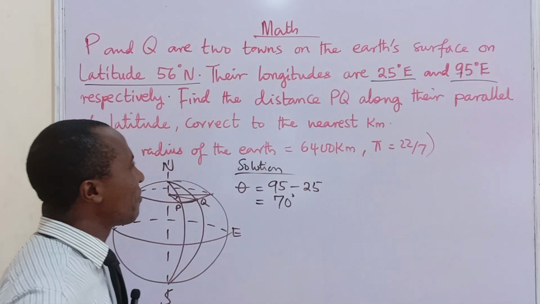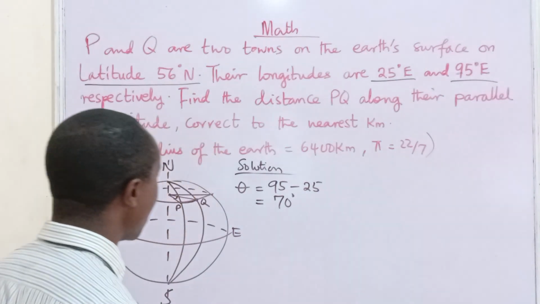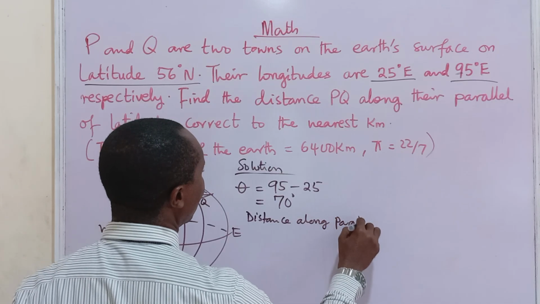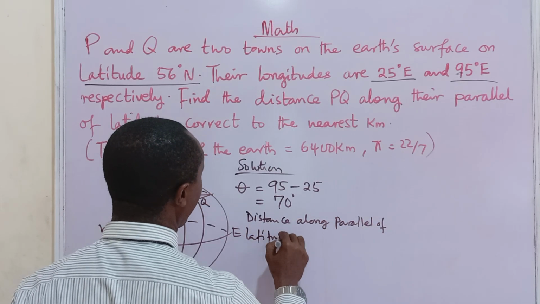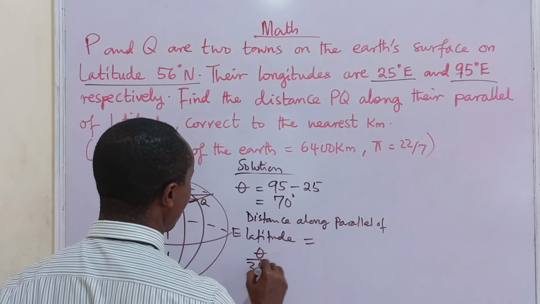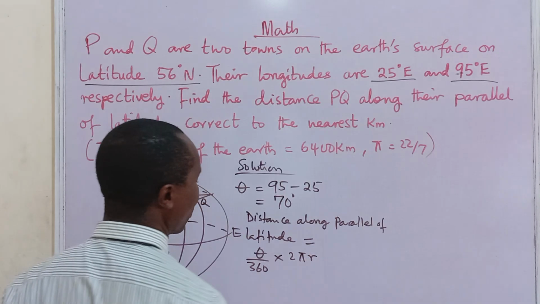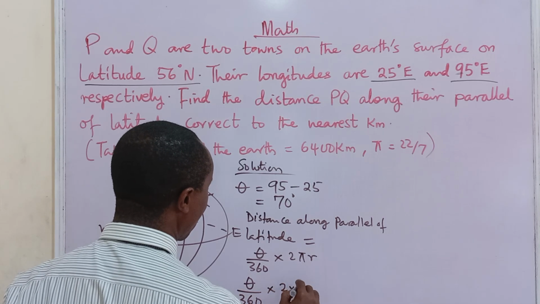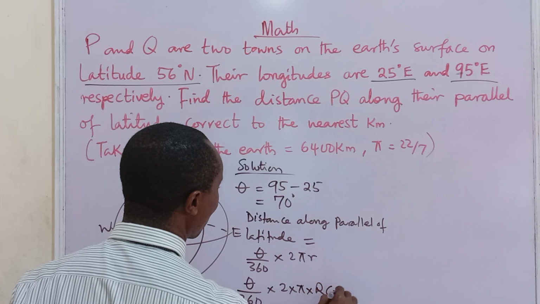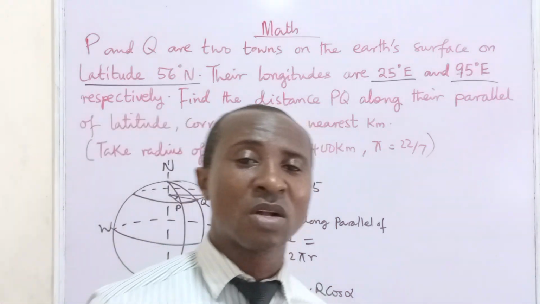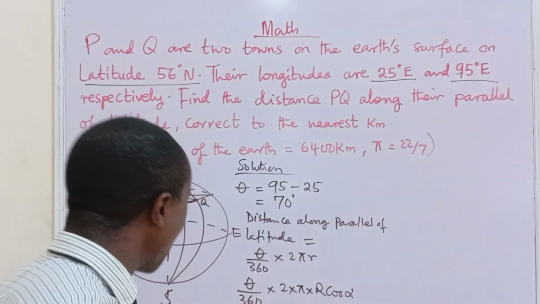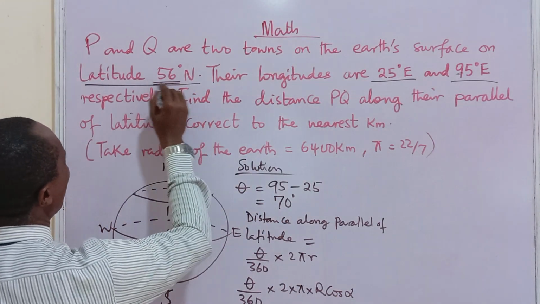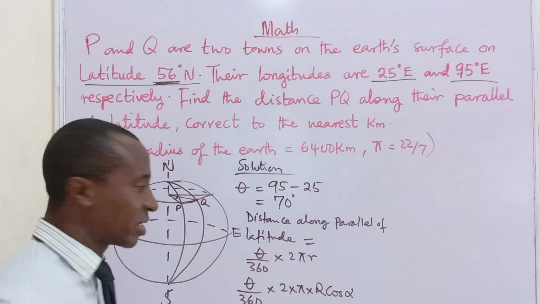Alright, now let's go. What is our formula for calculating distance along a parallel of latitude? The distance along a parallel of latitude is given by this expression: theta over 360 times 2 pi r. Now, this r is given by R cos alpha. In the literature you see cos phi, cos gamma, whatever. It just denotes the common latitude which they have. So now let's compute our values and solve this problem quickly.